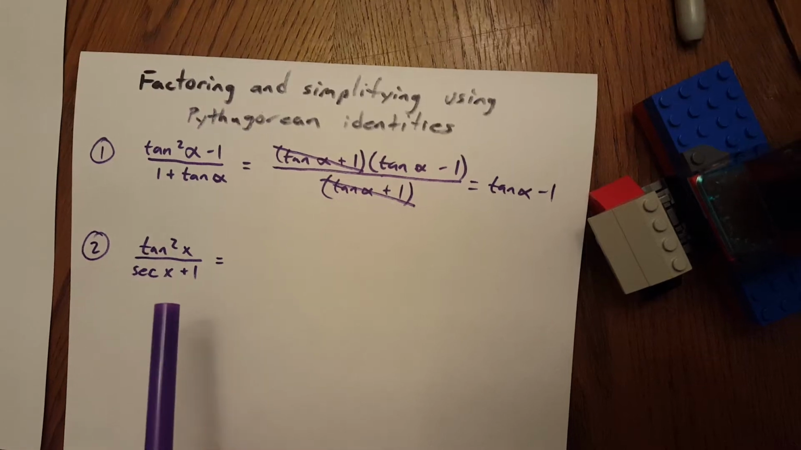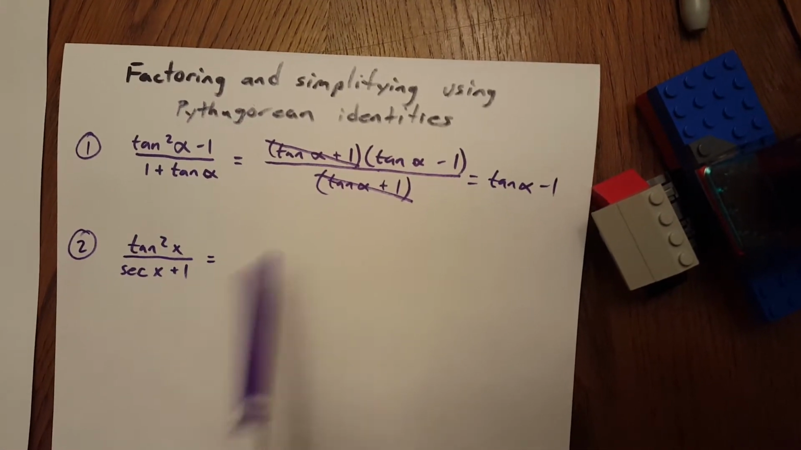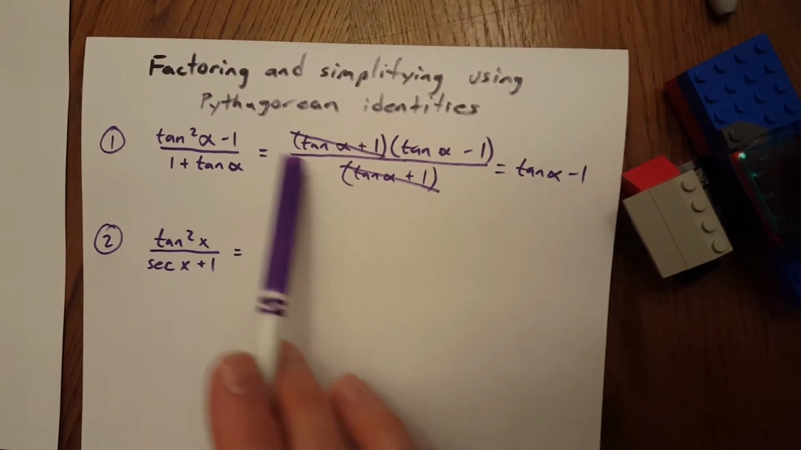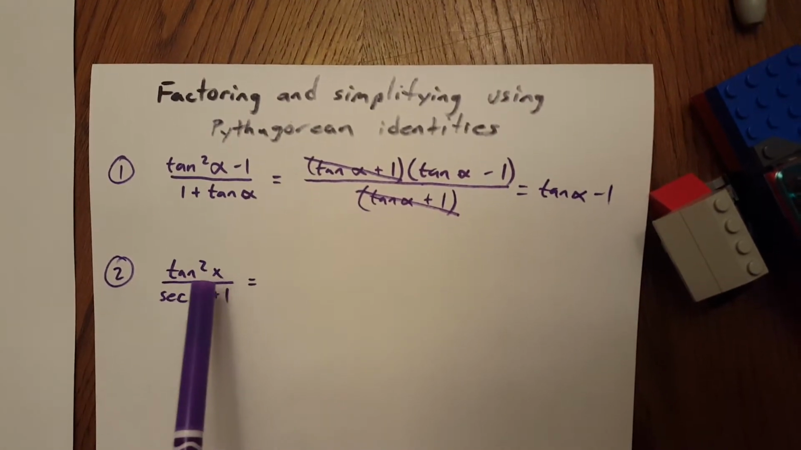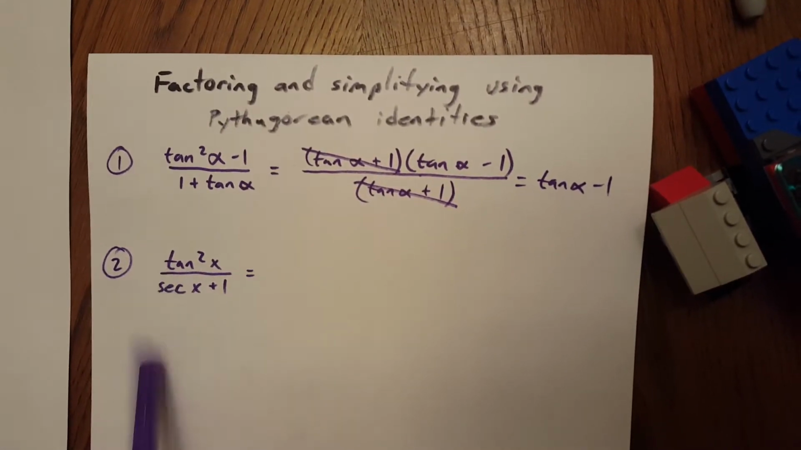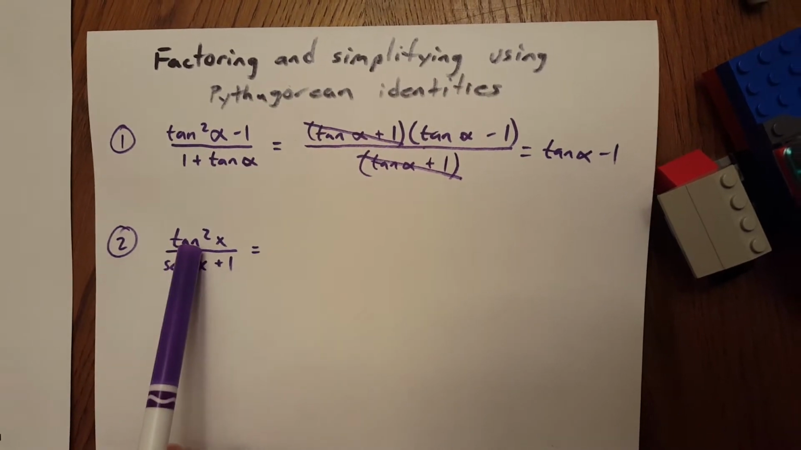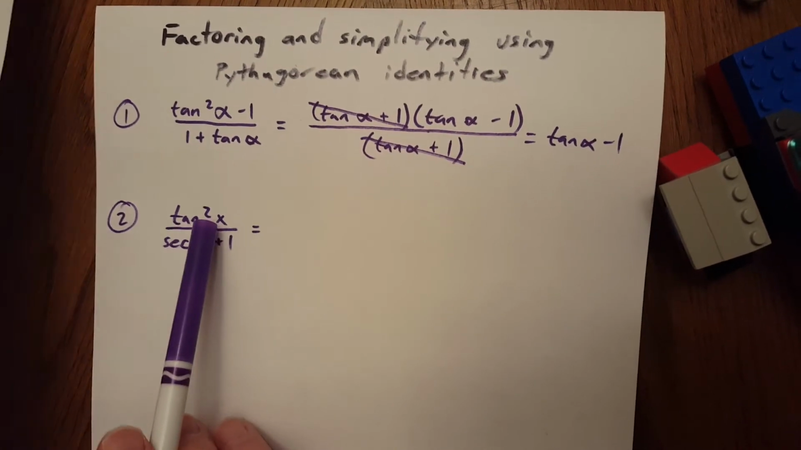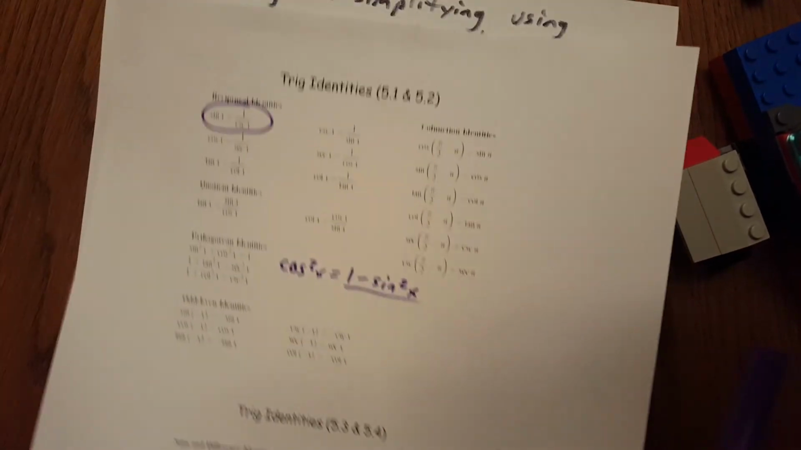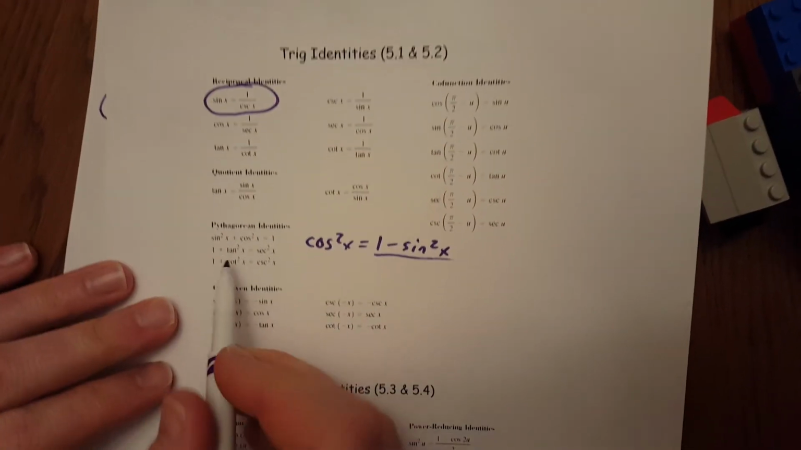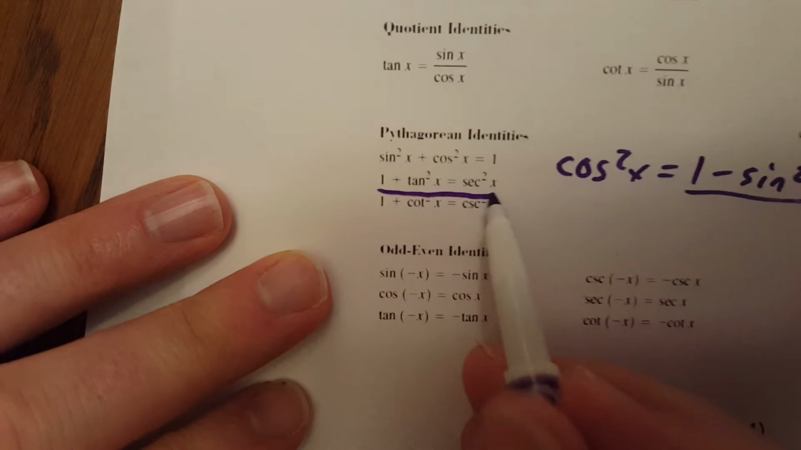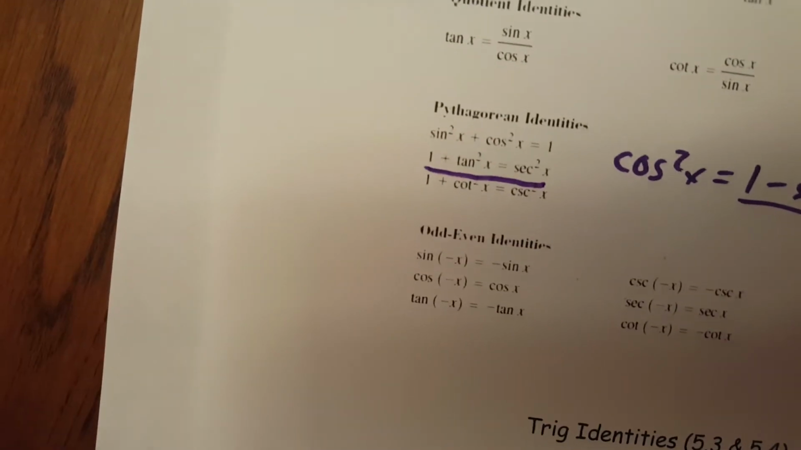The second one is going to involve a similar process. It's going to look a lot like this one, except for the fact that we are going to have to replace the top, first of all, using a Pythagorean identity. So tangent squared, or whenever we see something squared, I like to look at the Pythagorean identities. Here's the one that we're looking at. 1 plus tangent squared equals secant squared.